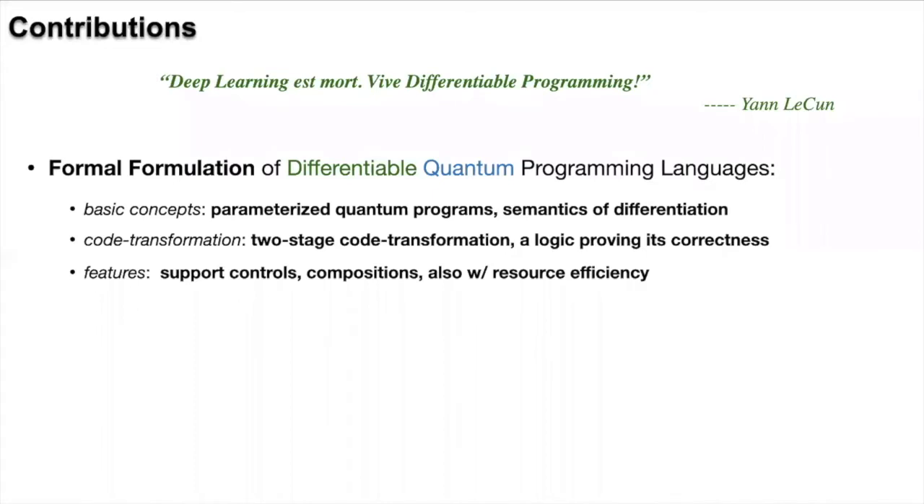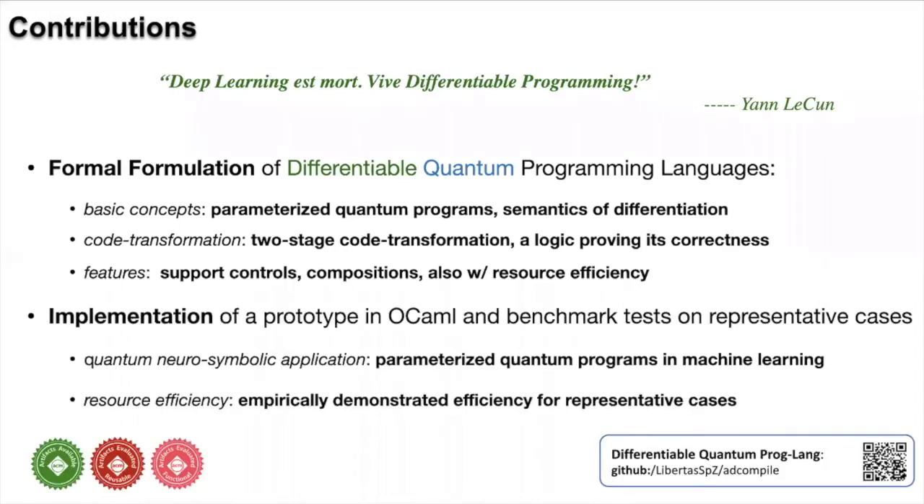Our contribution, which is embodied by classical differentiable programming language, is a formal formulation of the quantum version of it. In particular, we need to model the parameterized quantum programs and model the semantics of differentiation in quantum programming language, design code transformation, and support other features. Moreover, we implement a prototype of our language design that enables us to achieve the first quantum Neuro-Symbolic application and also run resource analysis both analytically and empirically.